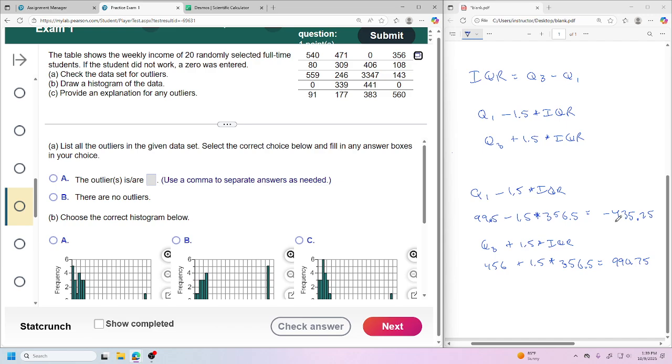Is there anything that's like negative 500? No, I don't see any negatives. Is there anything more than like 1,000? Yeah, right there. Is there anything else besides that guy? So I'm going to ask you a question.